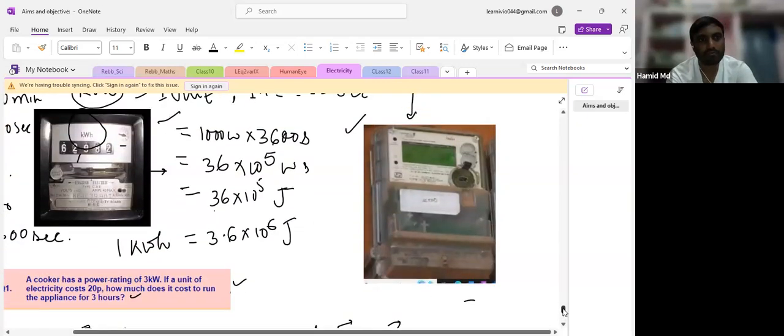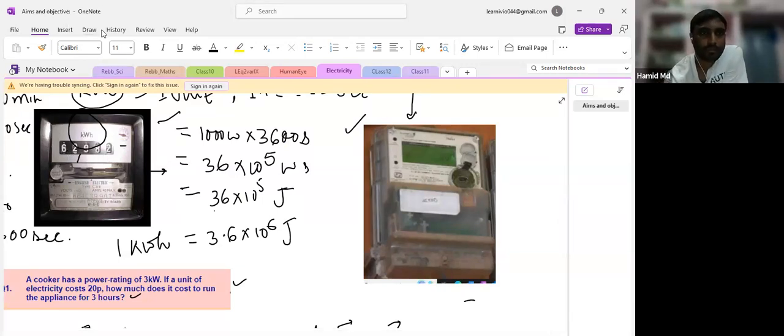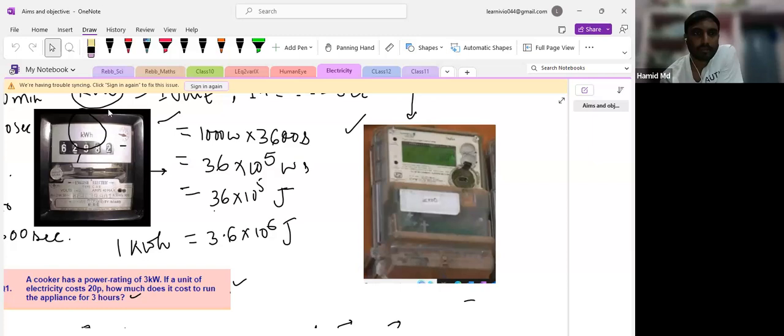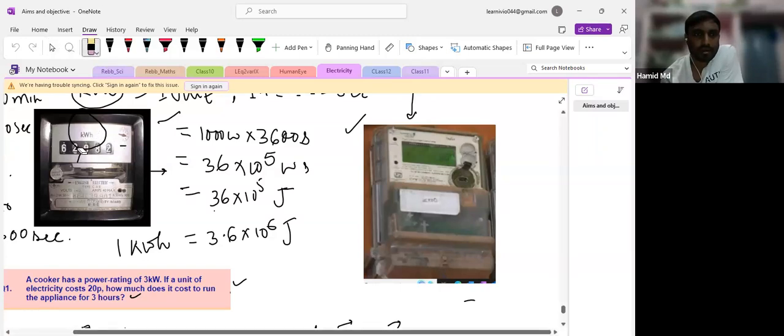So will you tell me how much electricity will be consumed in this electric meter? Do you have any idea? So which one? This one. How much electricity is being consumed?